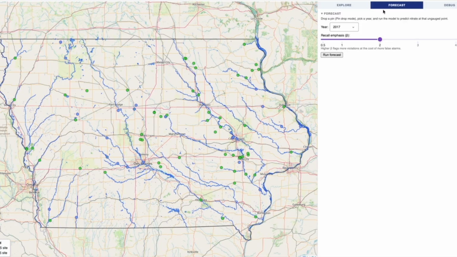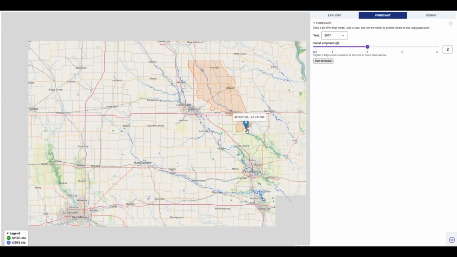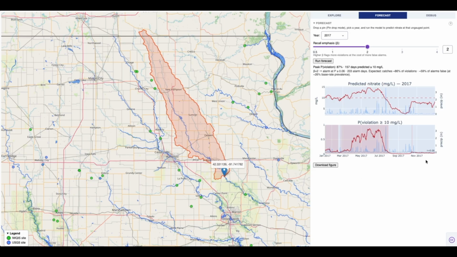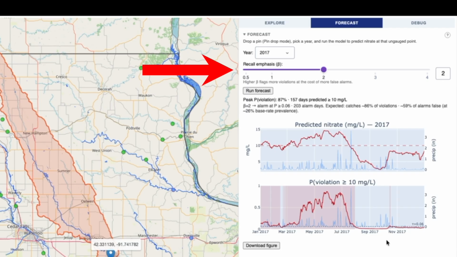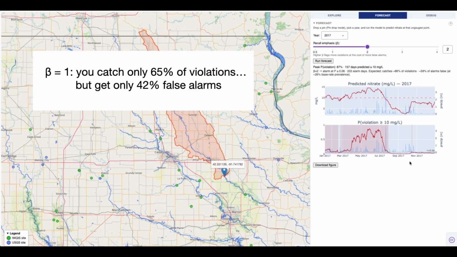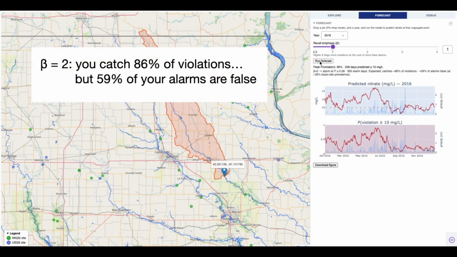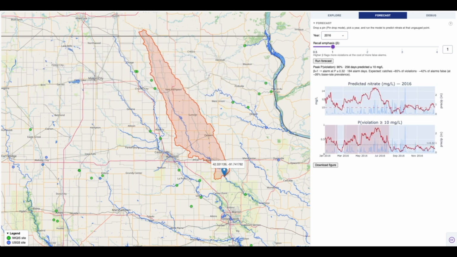To see what I mean, let's look at the deployed model in our widget. We drop a pin anywhere in Iowa, and it produces a basin for us. We can then run a forecast on a chosen model year, and we get out predicted regression and violation probability curves. By changing the beta parameter you see on screen, we can change the trade-off between the number of true positives we detect and the number of false alarms we're willing to tolerate. With it set to 2, we expect to catch 86% of the true positives, but we'll have to tolerate over 50% of our violation flags being false alarms.